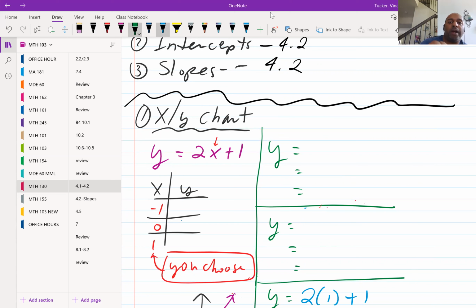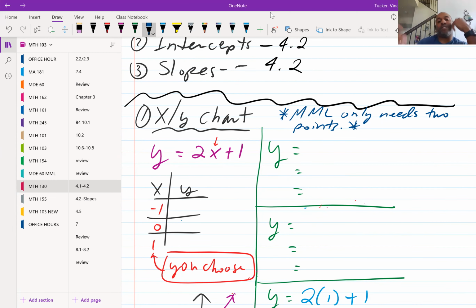I'm just used to always graphing 3 points, just because back in the day when we had to use chisels and stone tablets, we always used 3 points. We didn't use a computer and everything like that. So that's why I always graph 3 points, and MyMathLab only needs 2 points. But 3 points got me here, so I'm not going to deviate from it. Graphing more points is nothing but more practice, so we'll be all right.